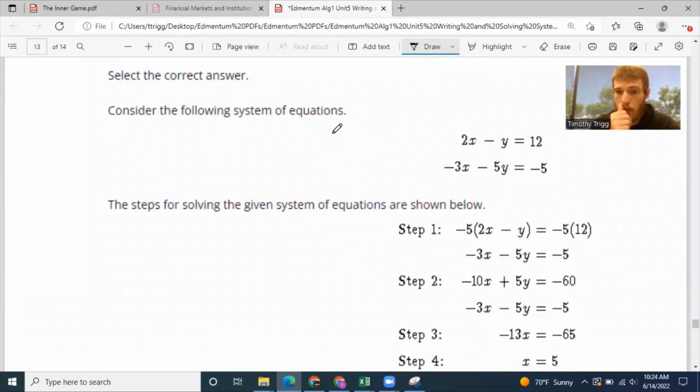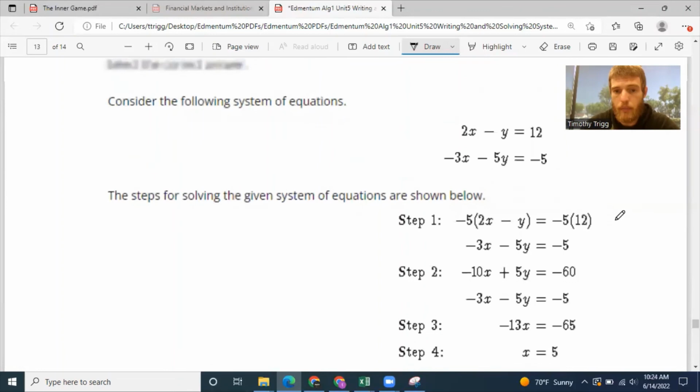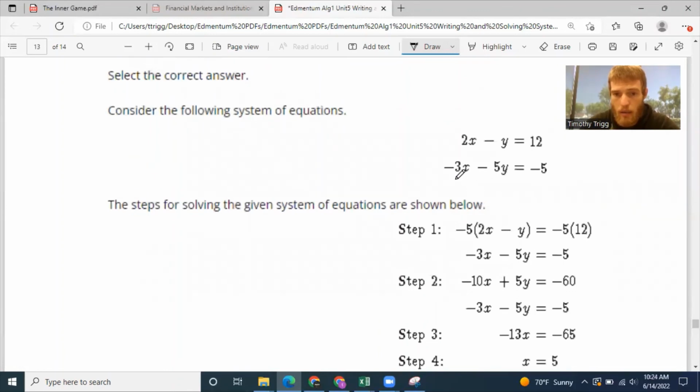Consider the following system of equations. 2x minus y equals 12. Negative 3x minus 5y equals negative 5. The steps for solving the given system of equations are shown below. Okay, so step 1, they multiplied the top equation by negative 5. Okay, see that there, negative 5.